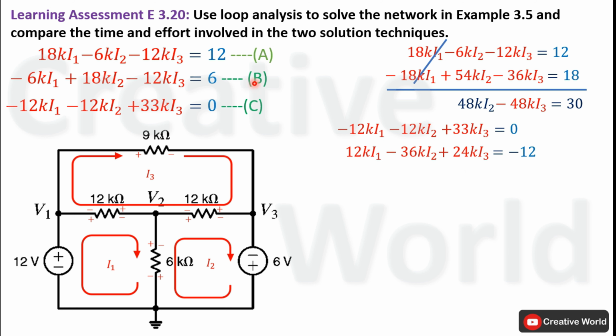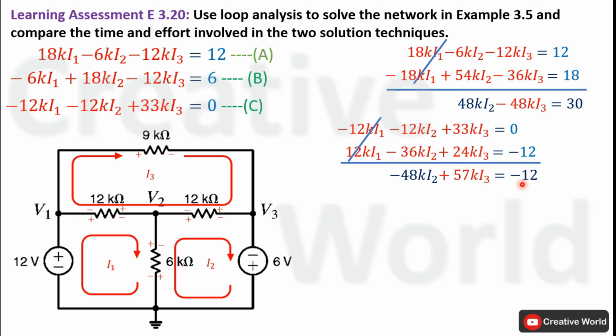The equation B will become plus 12k I1 minus 36k I2 plus 24k I3 equal to minus 12. Now add these equations together. Minus 12k I1 and plus 12k I1 will cancel out with each other. Minus 36k I2 and minus 12k I2 will become minus 48k I2. 33k I3 and 24k I3 will become 57k I3, and on the other hand side of equal, minus 12 will be left.